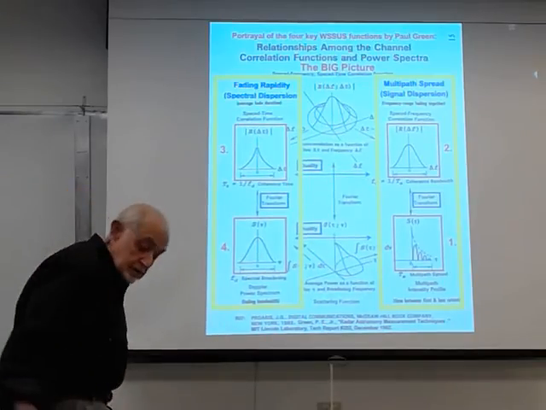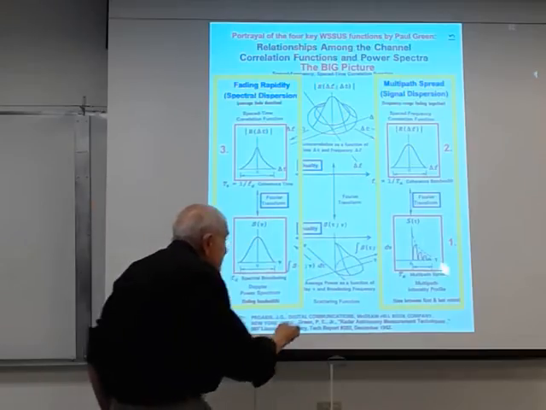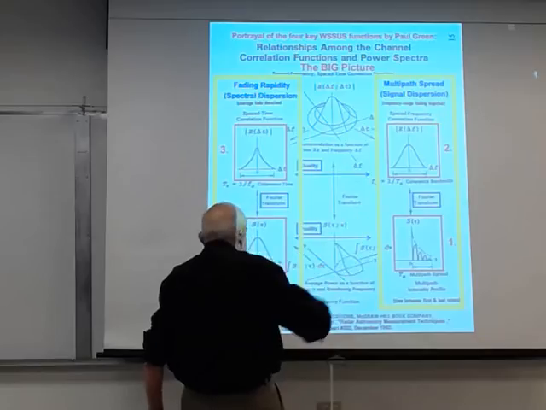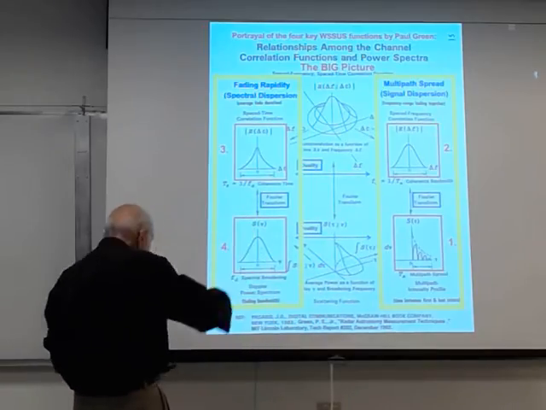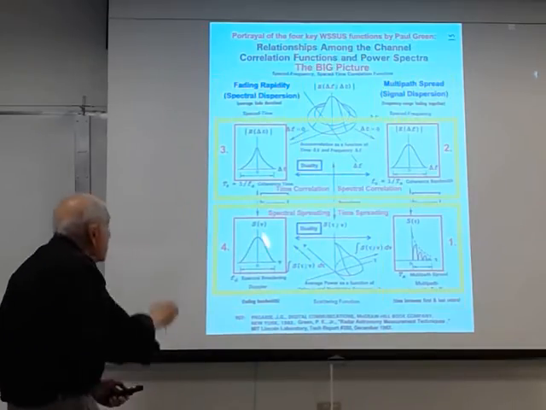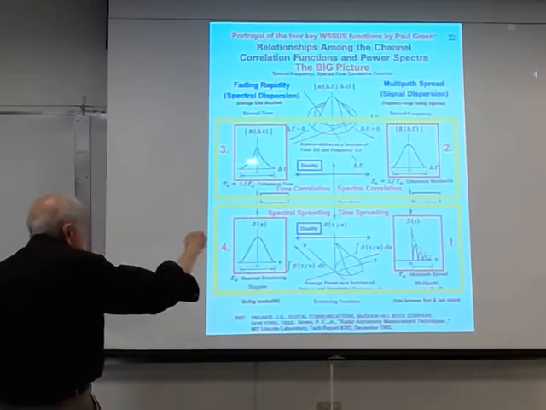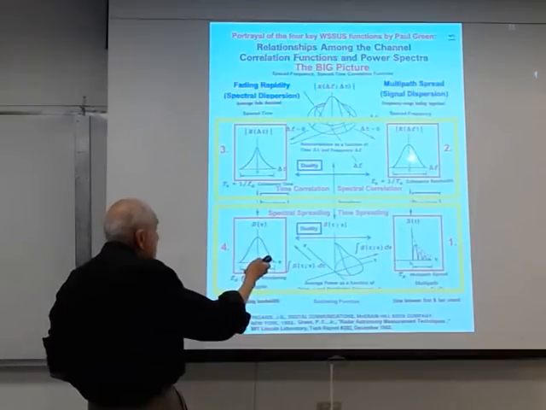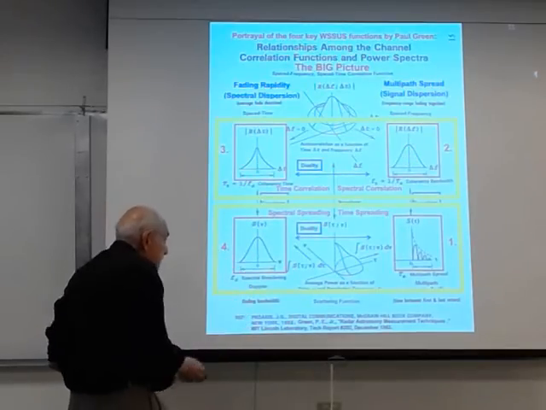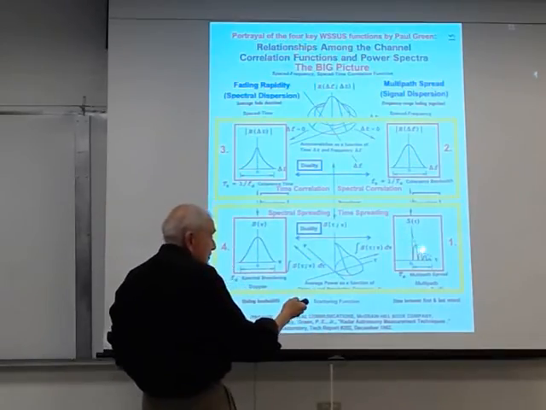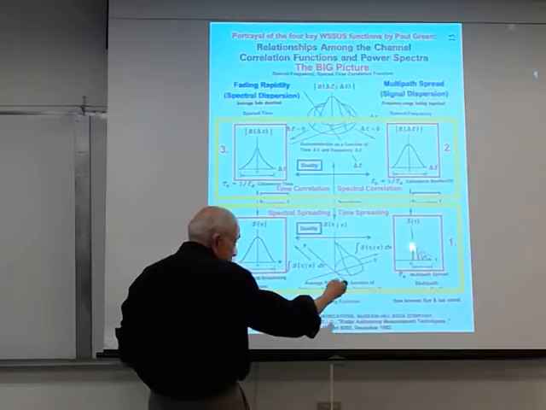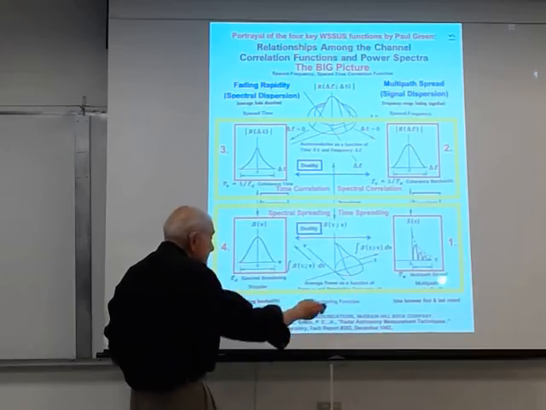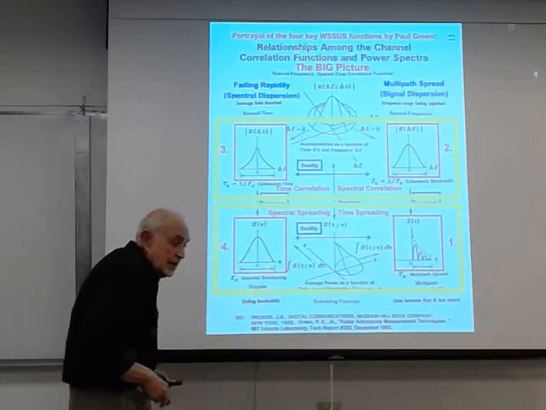And notice that the pictures 1 and 2 are Fourier transforms of one another. Multipath spread and the space frequency, and same here. These are Fourier transforms of one another. And when I look at it this way, notice that 2 and 3 are duals of one another. That is, here I have space frequency, and here I have space time. Here I have a power multipath spread, a power signal is spread in delay time, and here I have spectral spread.